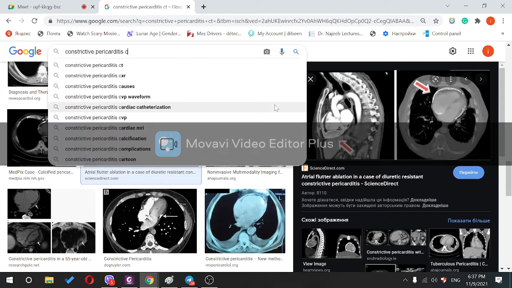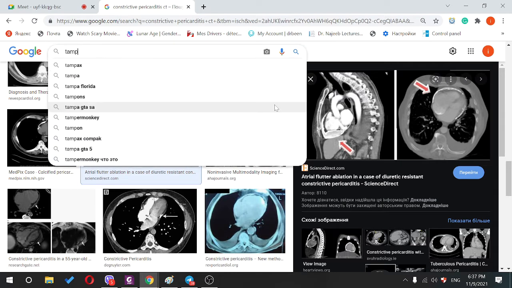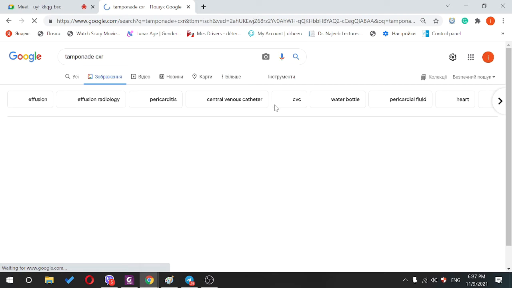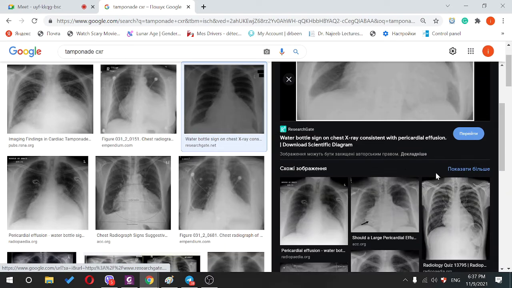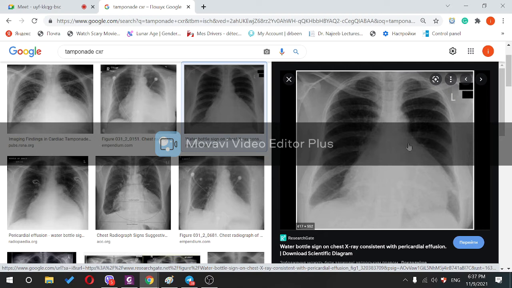Okay, so I wanted just to show you a tamponade picture. Chest x-ray. It looks quite cool and you must see that. See this? They have a common name for it that you must know. It's called what? The water balloon sign. So this is the water balloon sign, as you can see.